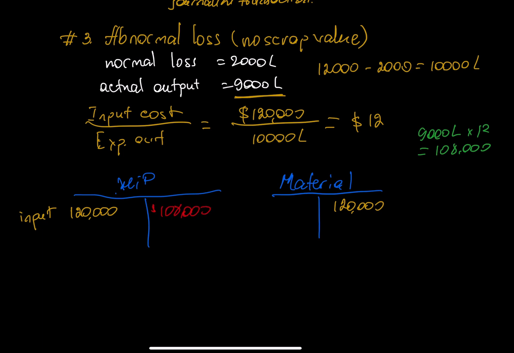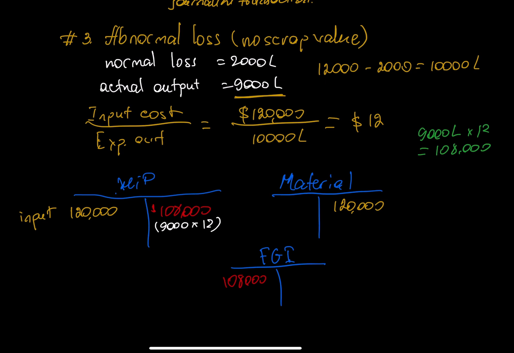$108,000 of cost has been credited to work in process, and we shifted it to finished goods inventory. So far, it's quite simple. And again, just to have it right beside us, I'm going to write it over here. Now, what could happen next is that, again, we don't have any scrap value. We don't have to consider it, but we do, in fact, have abnormal loss.